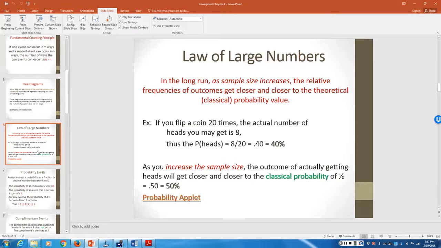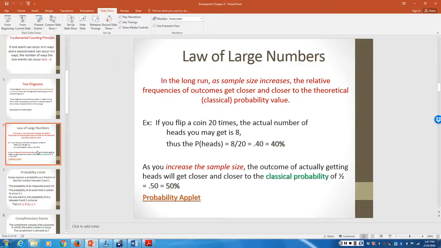First thing we need to talk about before we go to the examples is something called the law of large numbers. The law of large numbers says that in the long run, as the sample size or the number of times you repeat some probability experiment increases, the relative frequencies of the outcomes are going to get closer and closer and closer to what's called the classical or the theoretical probability.